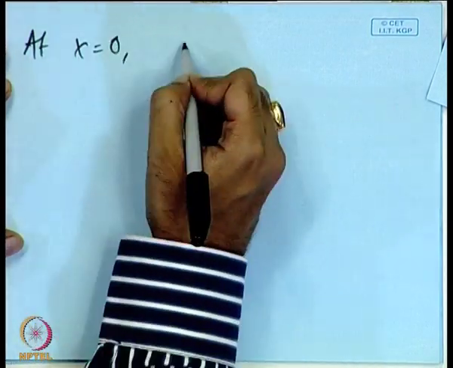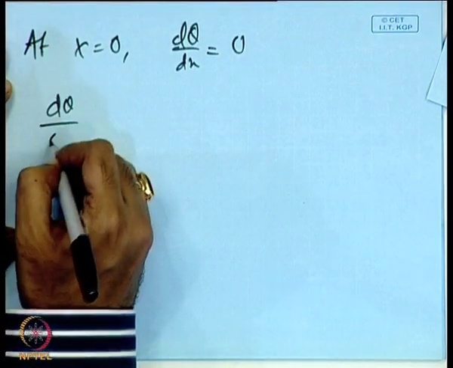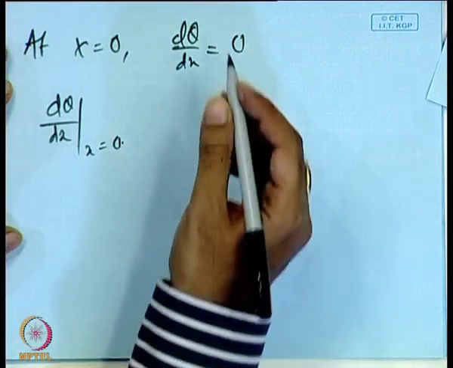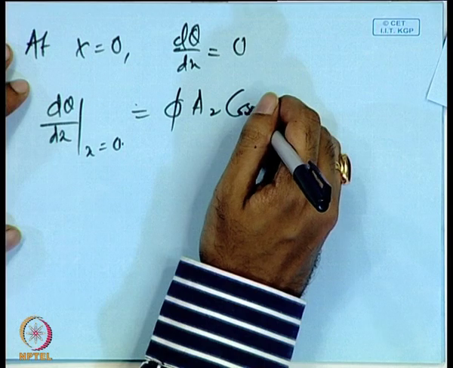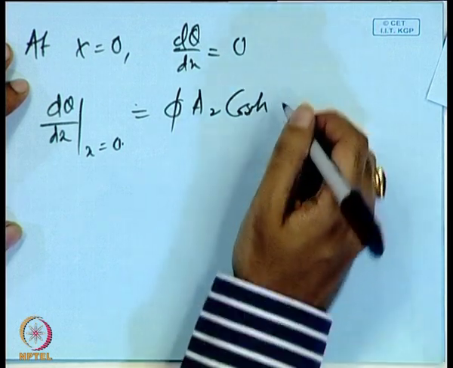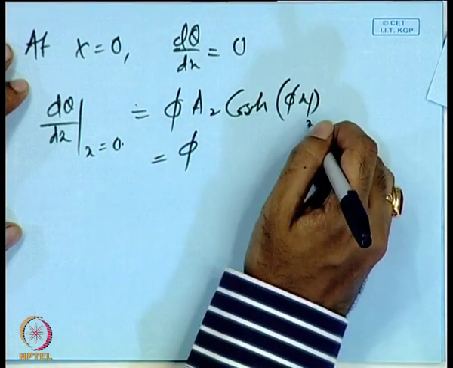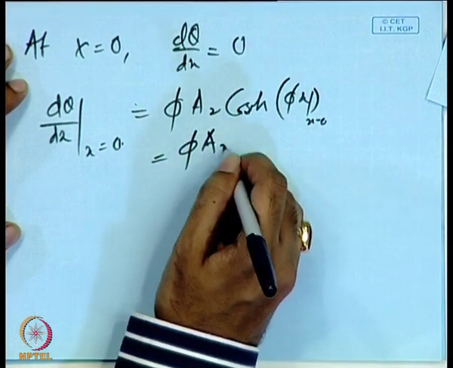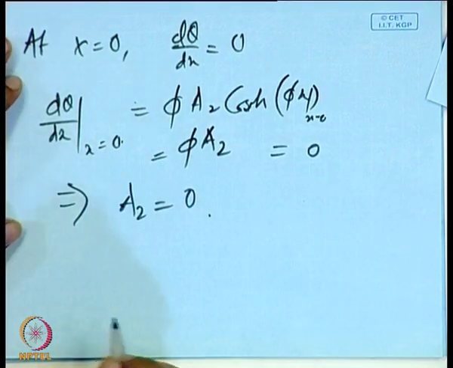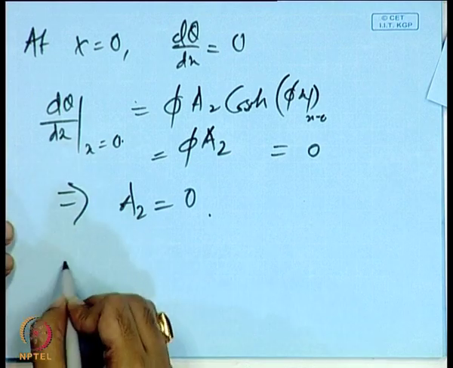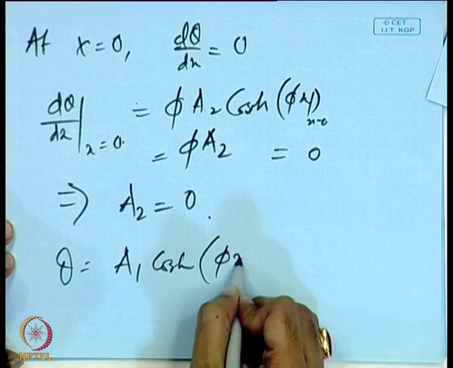The next step is that at x equals 0, del theta del x equals 0. So del theta del x at x equals 0 turns out to be phi times a2 cosine hyperbolic phi x, which at x equals 0 is phi times a2, which is 0. That implies a2 equals 0. So what you get is theta equals a1 cosine hyperbolic phi x.